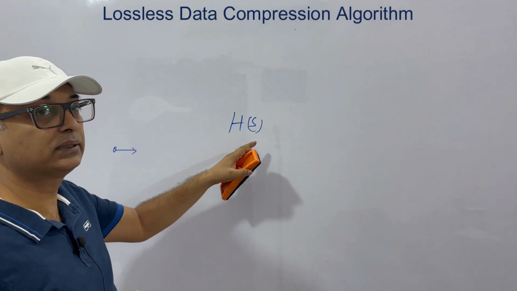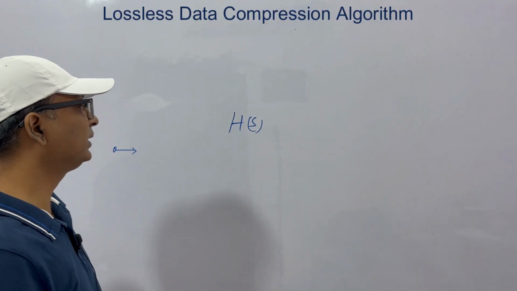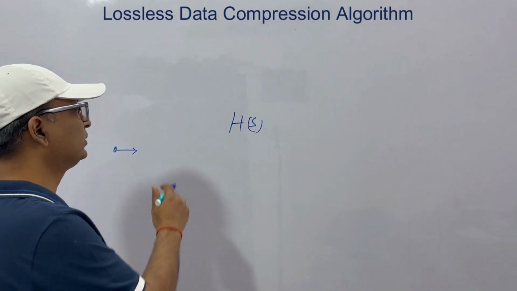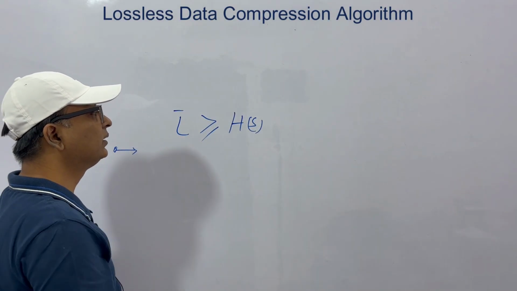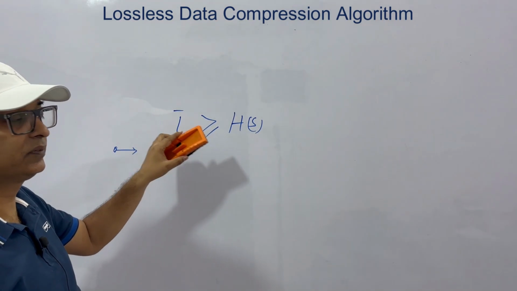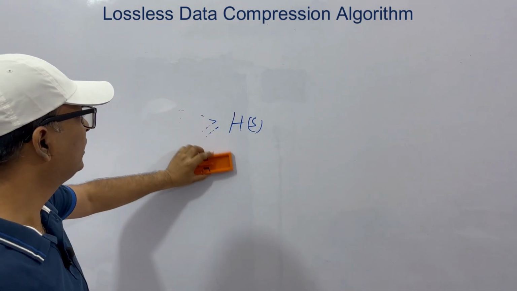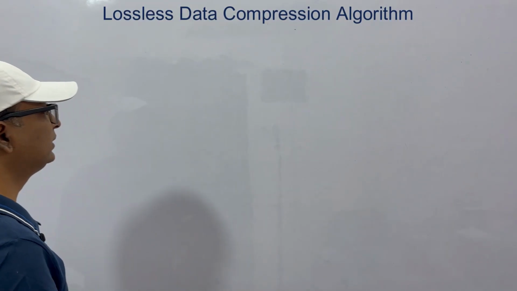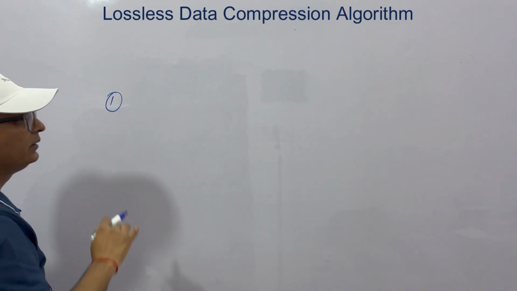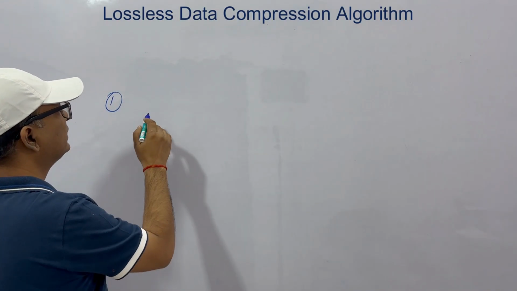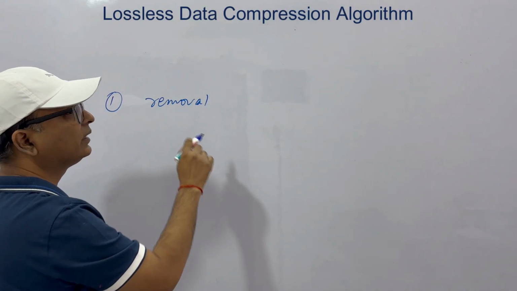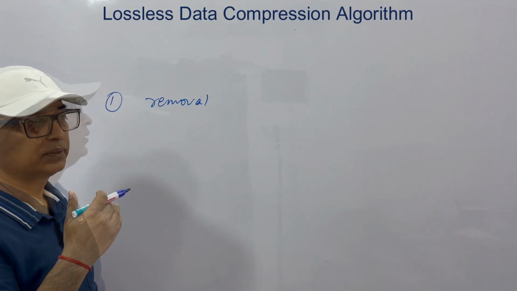The average number of bits per symbol generated by a discrete source cannot be less than this. You have seen the average code word length has to be equal to or greater than H(S). This is Shannon's first theorem, the source encoding theorem. Having this limiting factor, the first objective of lossless data compression is removal of redundant data from data transmission.